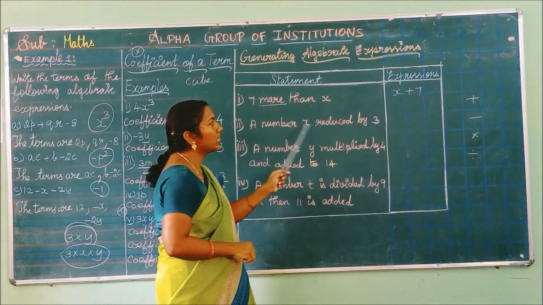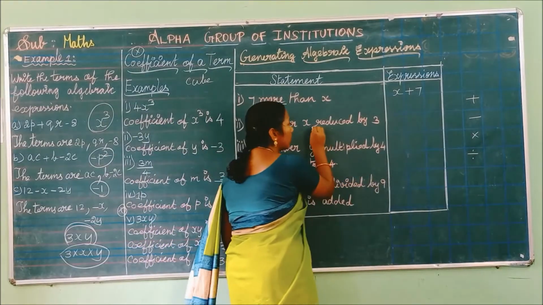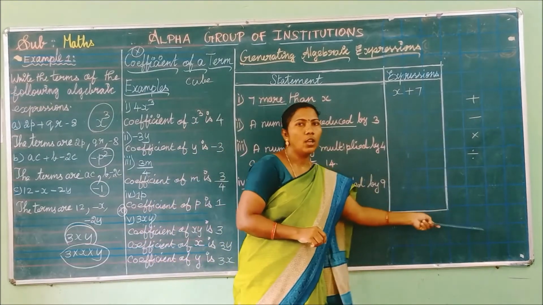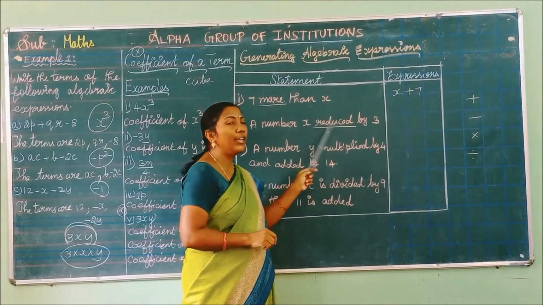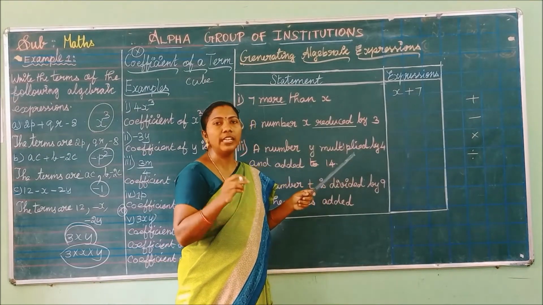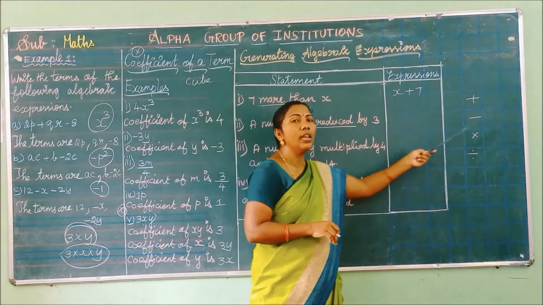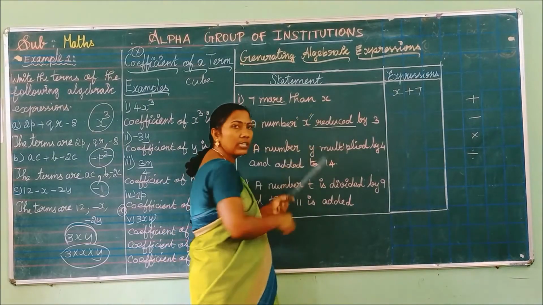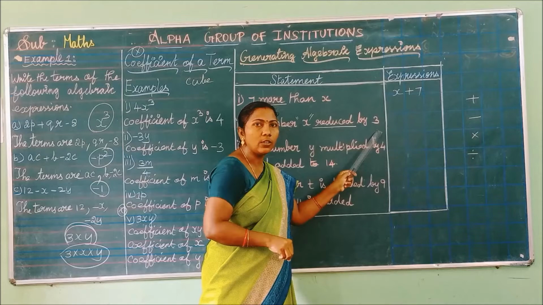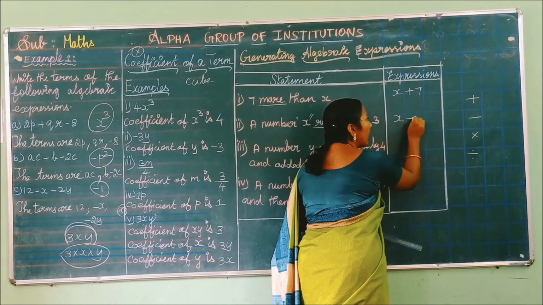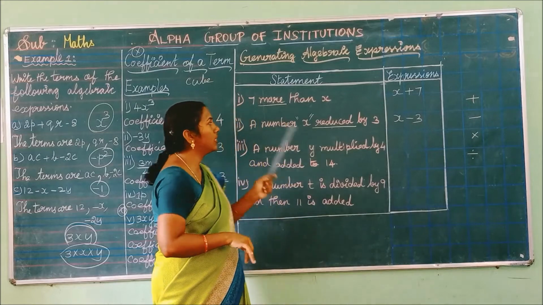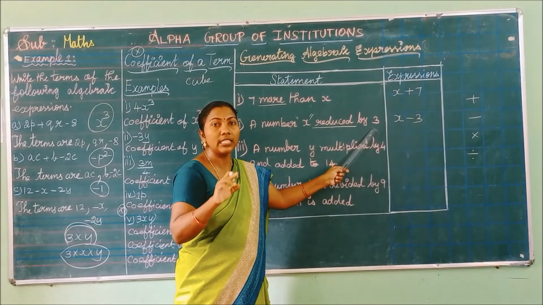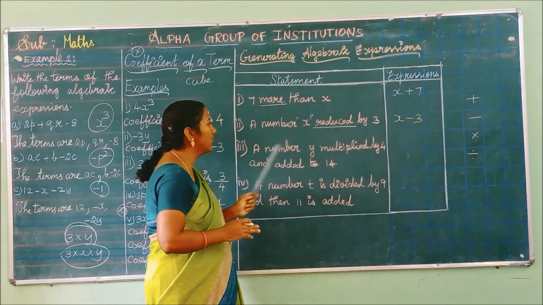A number x reduced by 3. Listen, this clue word only gives the hint about which operation we have to choose. A number x reduced by 3. Reduce, decrease, or less than means we have to use the symbol minus. So here our number is x. It is reduced by 3. So what is your answer? x minus 3. Suppose the question is a number x increased by 3, what is your answer? Yes, x plus 3. I hope you understand. See the next one.